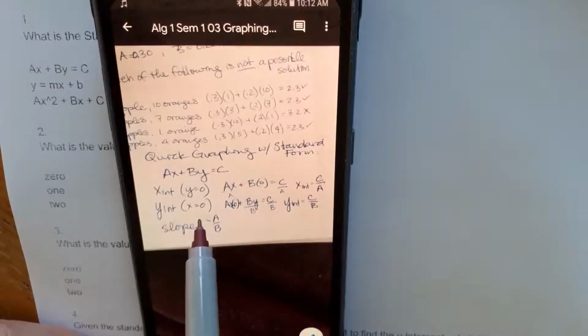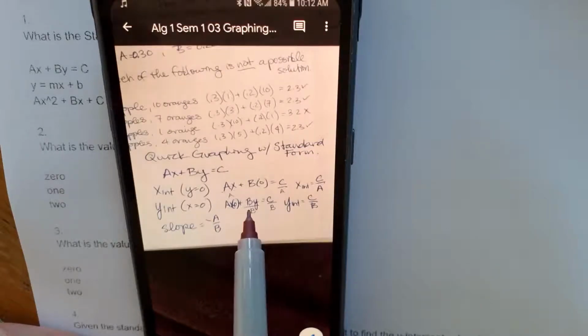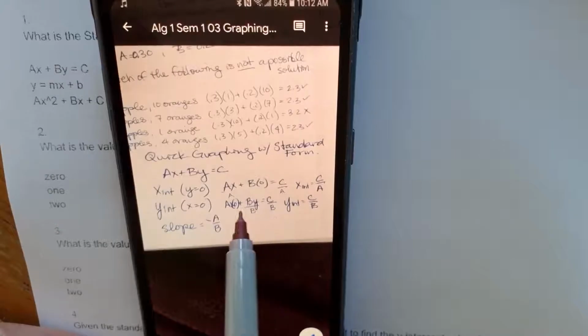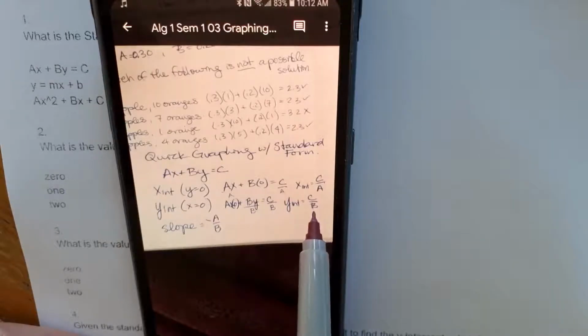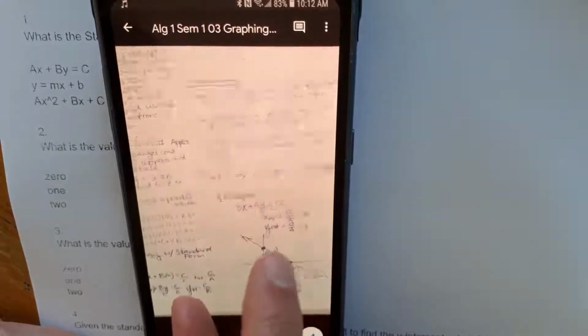For the y-intercept, x equals 0. So again, a is multiplying out to 0 because it's being multiplied by 0. And we have by equals c, divide both sides by b, and the y-intercept equals c over b. And we're going to show why the slope equals negative a over b. So with that in hand, there is some other vocabulary and some practice problems you're going to put into your notes that will help you get a better understanding of what we're talking about.